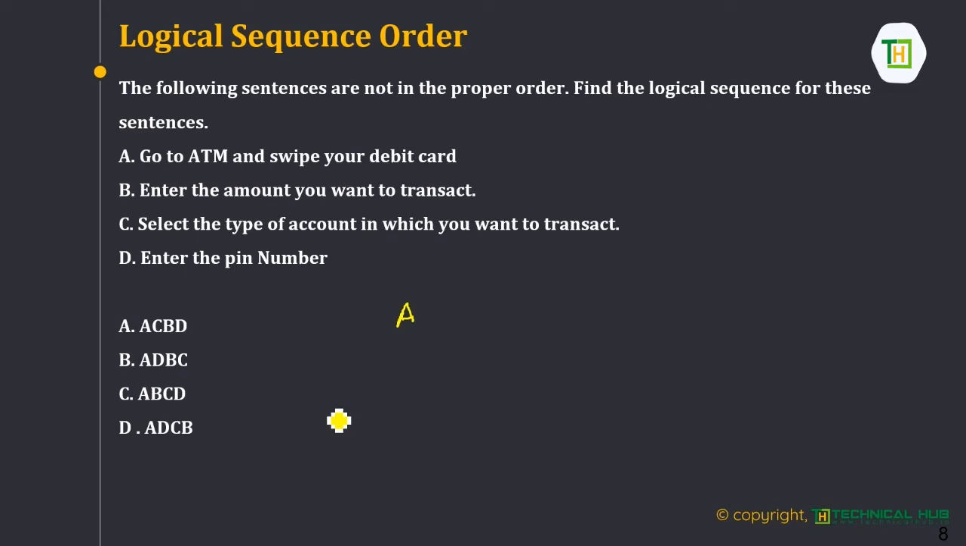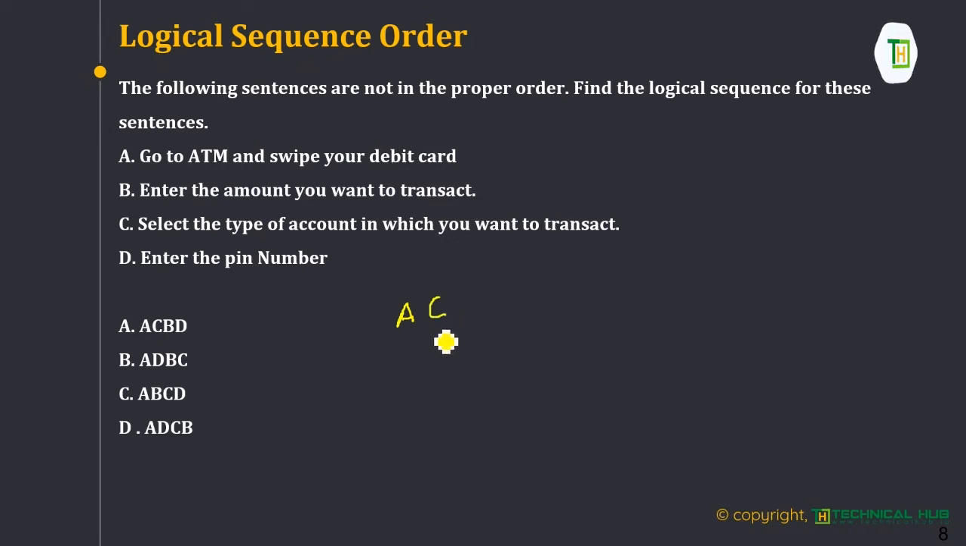Select the type of account in which you want to transact. Once you go to the ATM, swipe your debit card. After that, select the type of account. Which account? Savings account or debit account, Visa, something. And you want to transact, means the next one in order is C.